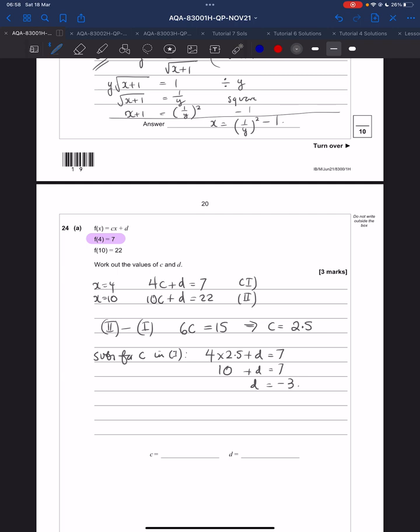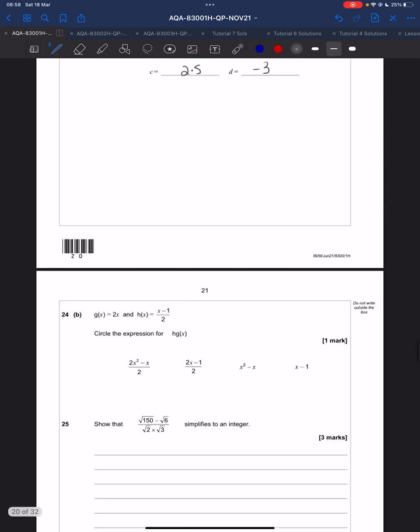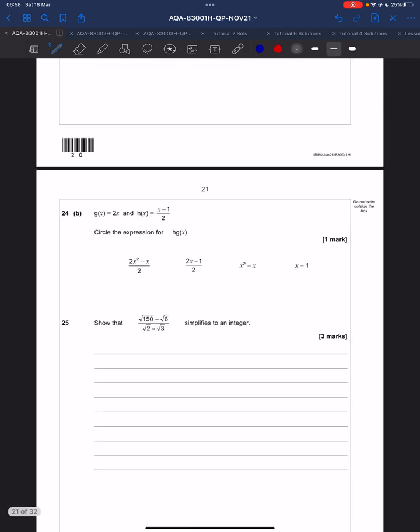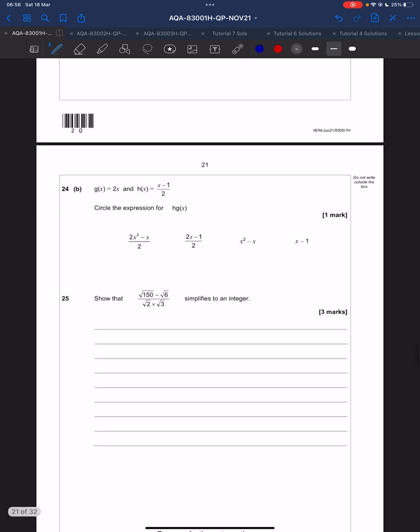And then you can check it with the last one. I'll write the check down. Probably in an exam I'd do this in my head, but I'll write it out now anyway. We'll check with number 2: 10 times c plus d is 10 times 2.5 plus minus 3, and that does equal 22. So I'm happy. c is 2.5, d is minus 3. Okay, next one.